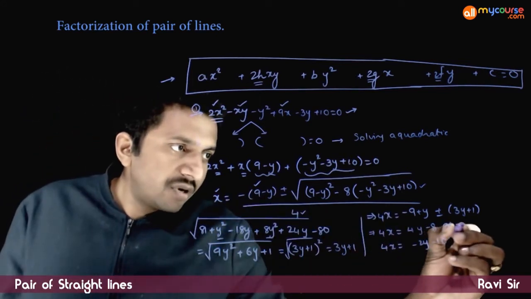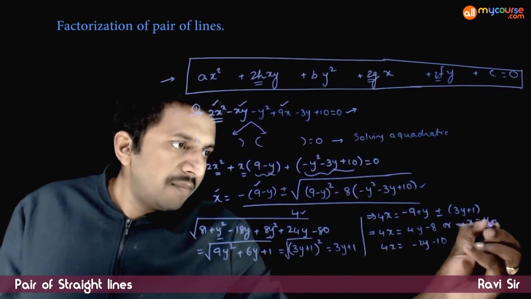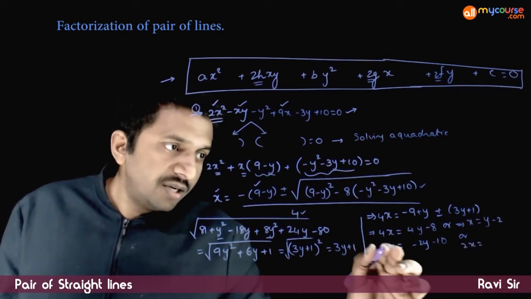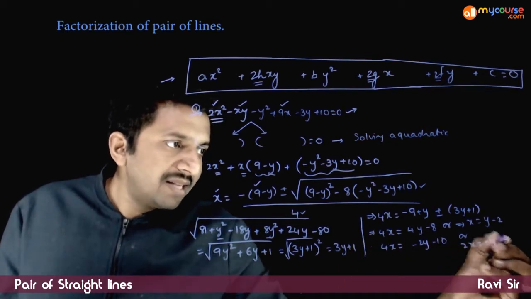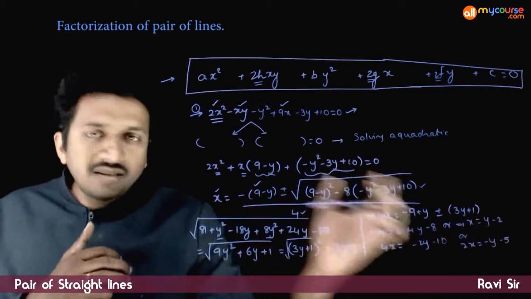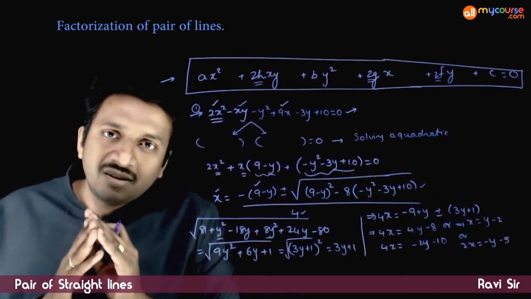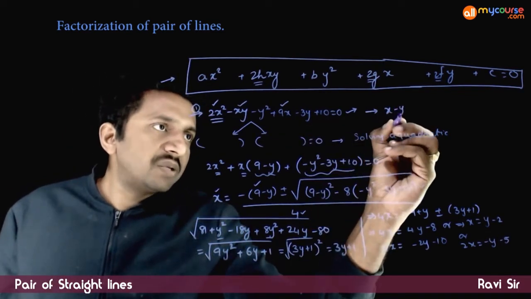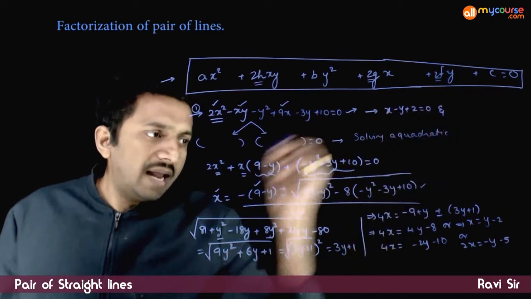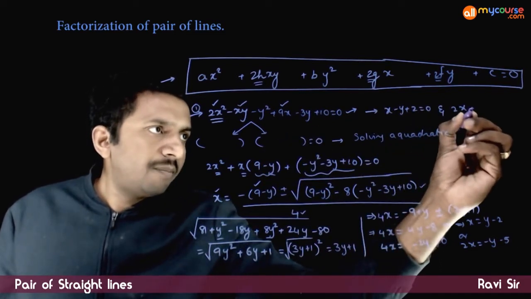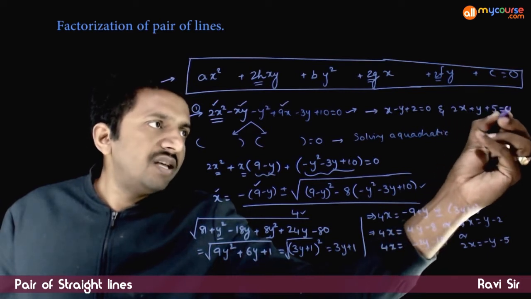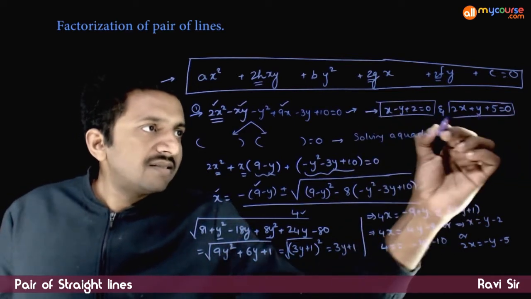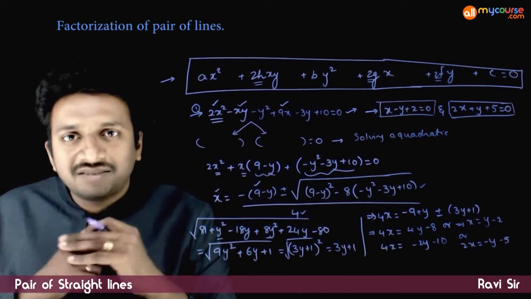So if you cut a 4, you get x is equal to y minus 2, or if you cut a 2, 2x is equal to minus y minus 5. So these are the two lines that make this pair of lines. Let me write it nicely: x minus y plus 2 is equal to 0 and 2x plus y plus 5 is equal to 0. So these are the two lines that make up this pair of lines.